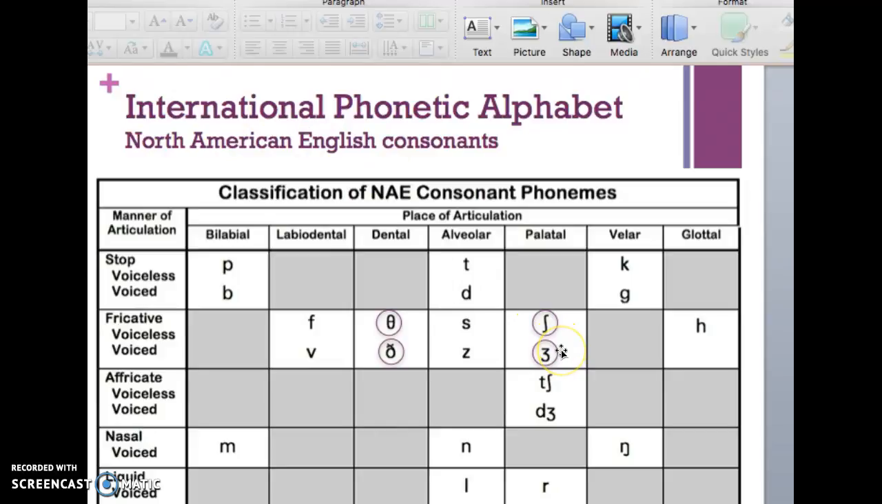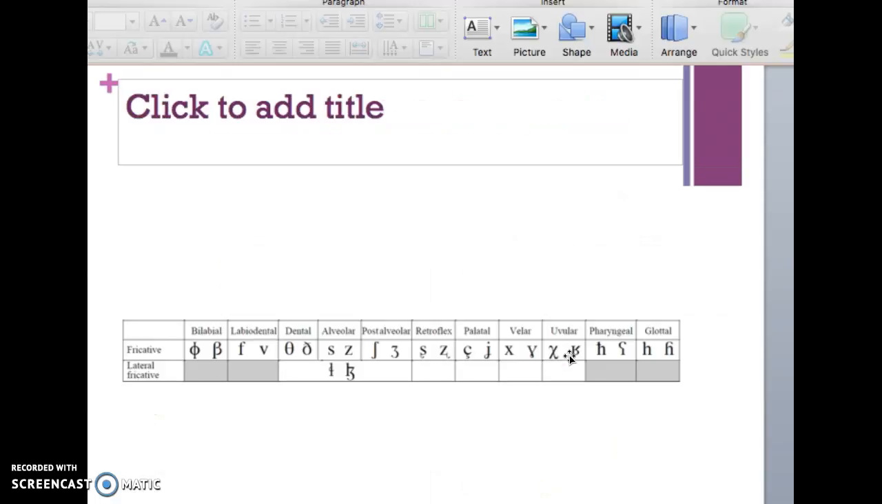On the palatal side, this top squiggly S-looking thing produces the sh sound as in shoe. And this bottom one, if you turn on your voice, zh, it sort of looks like a 3, you could say. So that's this bottom symbol. Here again is the complete list of fricatives that we don't necessarily need, but I do want you to be aware that they are there.